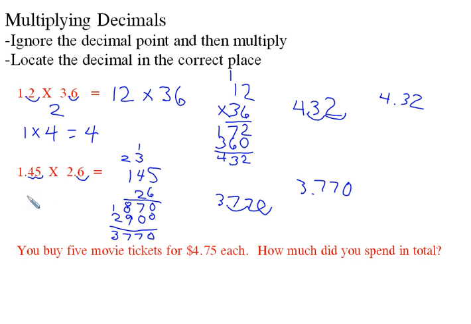And then we see if that makes sense. This is about 1. This is about 3. And our answer is going to be about 3. So that makes perfect sense. That's pretty close to there.